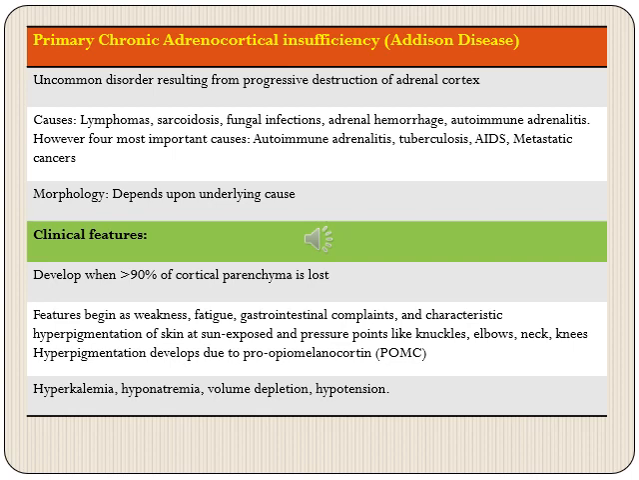Features will begin as vague complaints of weakness, fatigue, gastrointestinal complaints, and characteristically, there will be hyperpigmentation of skin at sun exposed and pressure points like knuckles, elbows, neck, and knees. This hyperpigmentation develops in these patients because of high levels of pro-opiomelanocortin. And later on, these patients will also develop hyperkalemia, hyponatremia, volume depletion, and hypotension.